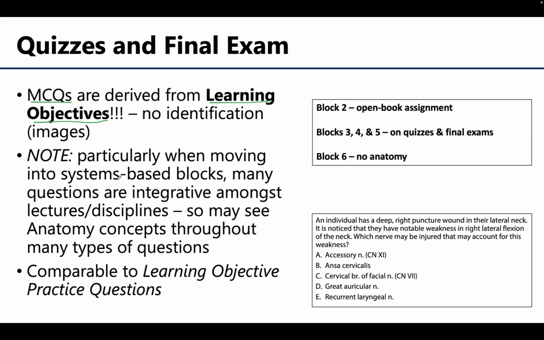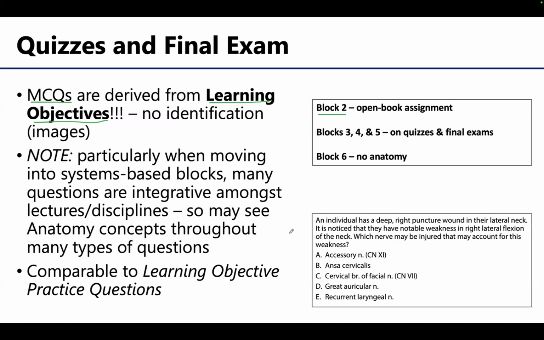Now, the only exception to having anatomy questions on quizzes and finals will be in block 2. In block 2, to allow you to ease into anatomy and the types of questions we will have throughout the year, instead of there being questions on the quizzes and final exams, we will have questions that are similar to those types, but this will be through an assignment rather than in that higher stakes quiz or final exam.